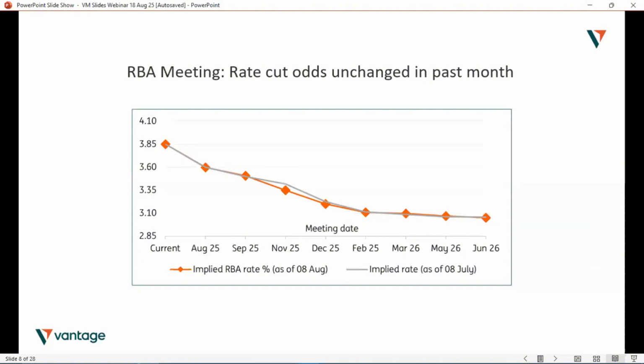Essentially, there's caution around the outlook, a heightened level of uncertainty, all to be expected really, and they'll do what is necessary to achieve their dual mandated price stability and maximum employment as well.